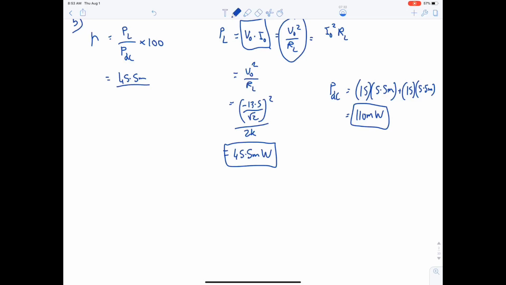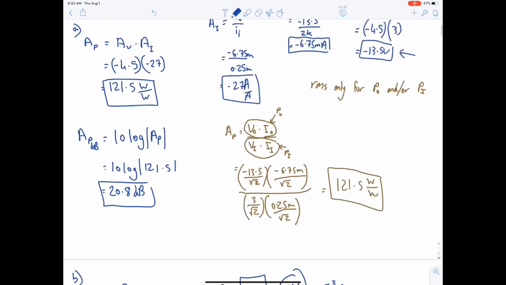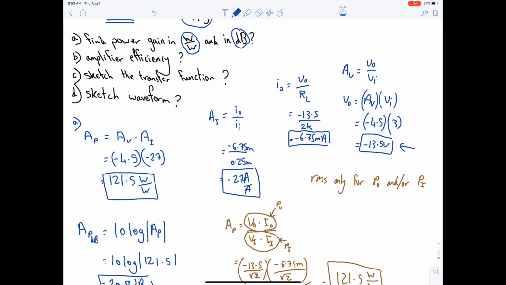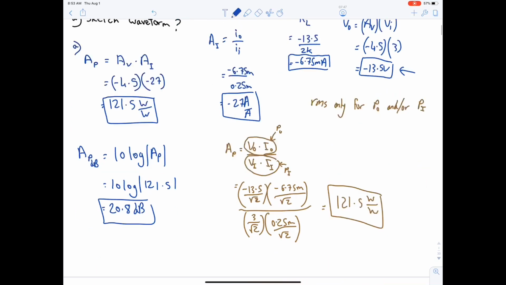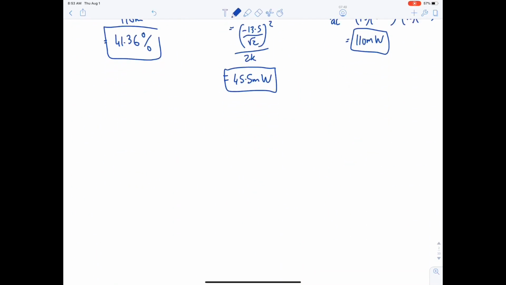Then 45.5 milli divided by 110 milli multiplied by 100 is 41.36%. Great. Part C, sketch the transfer function, and part D is sketch the waveform. Okay, so C, sketch the VTC transfer function, which is V output with respect to V input.